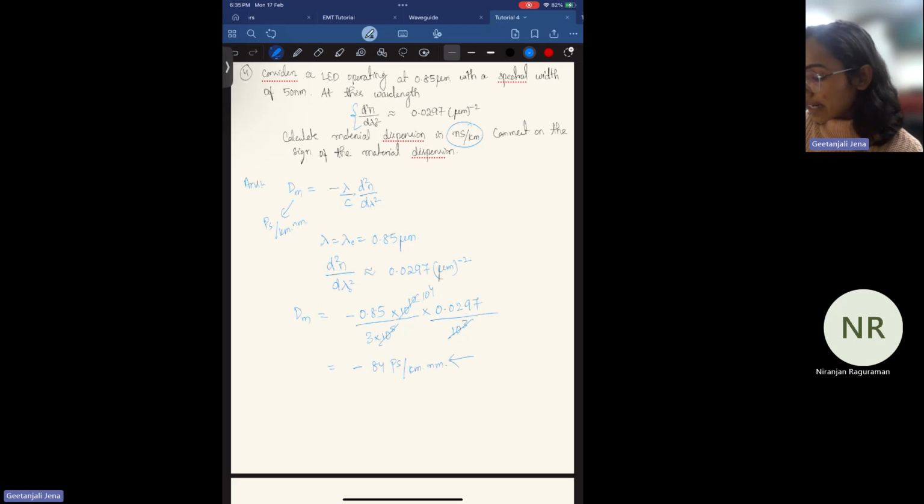And what does the negative sign indicate here? The negative sign means that the higher wavelength, that is towards the red wavelength, travels faster than the lower wavelength. So this is the physical significance of the negative sign.